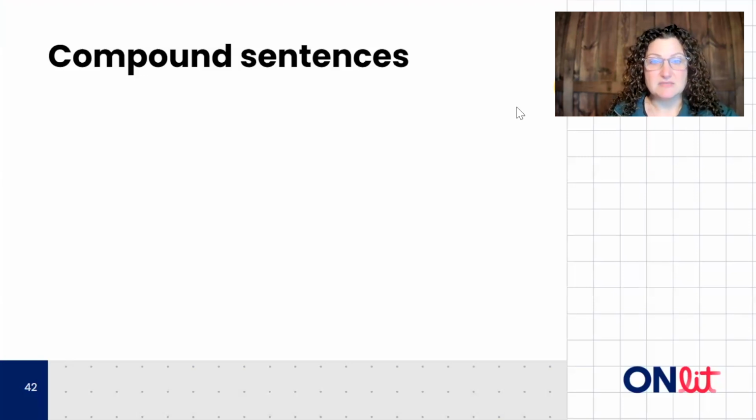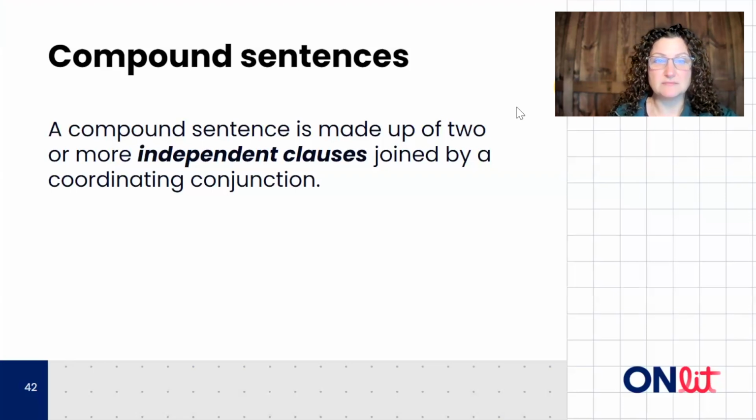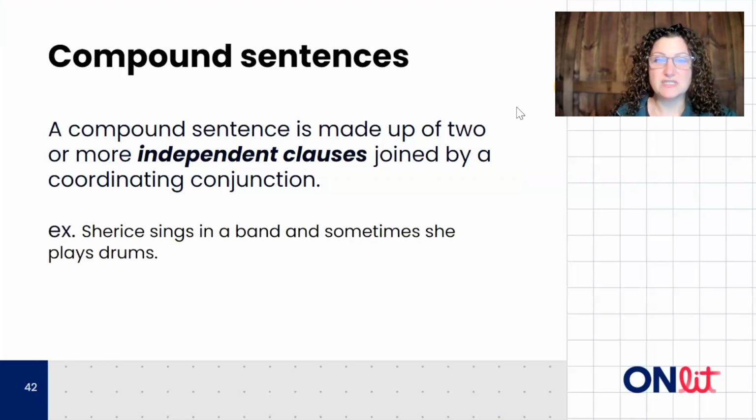A compound sentence is made up of two or more independent clauses joined by a coordinating conjunction. In this example, the two independent clauses are "Cherise sings in a band" and "sometimes she plays drums." Each clause is a complete idea with a subject and a verb, a who and a do. The subject, the who, in the first clause is Cherise, and the verb, the do, is sings. In the second clause, the subject is she, and the verb is plays. The coordinating conjunction in this sentence is and.